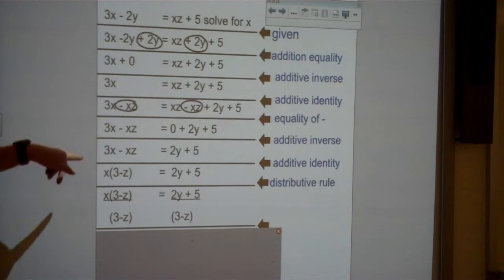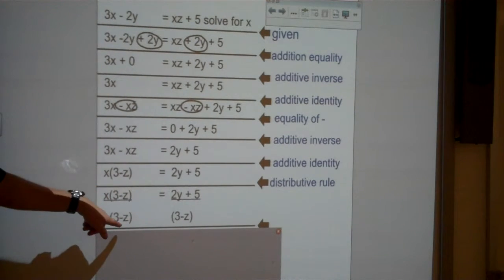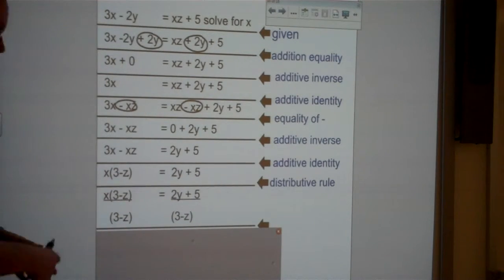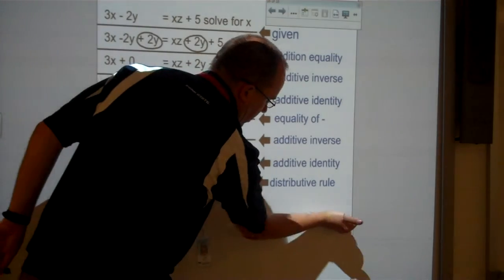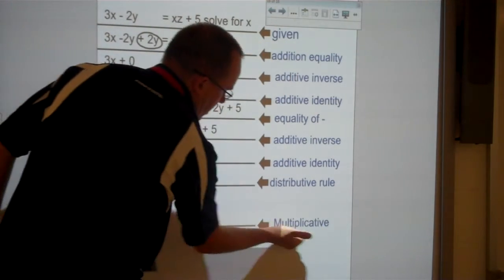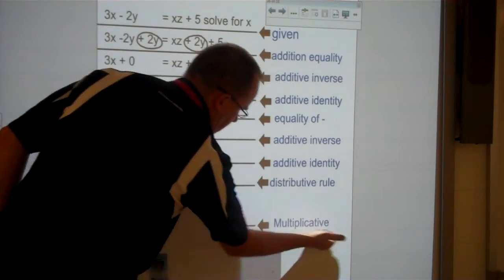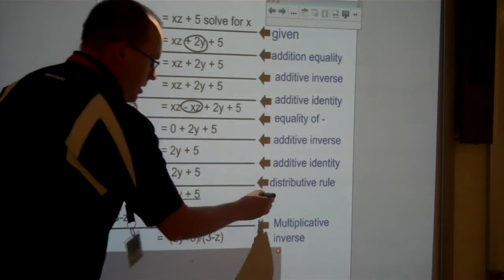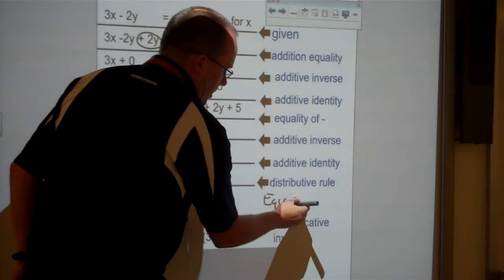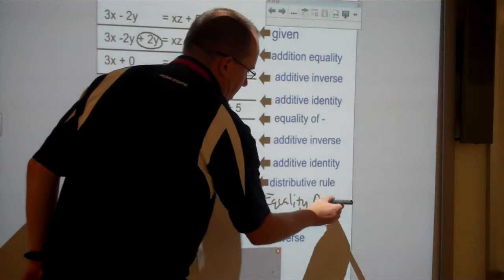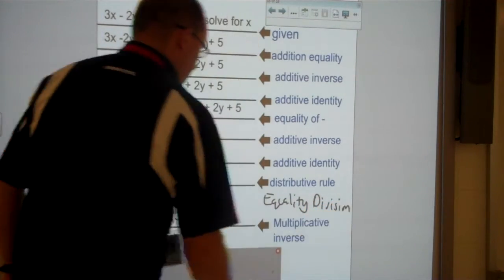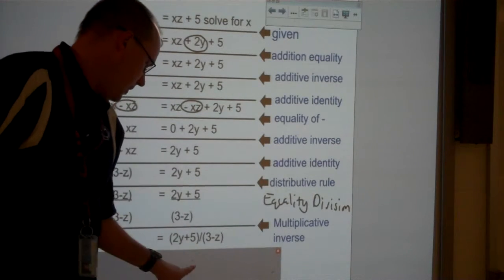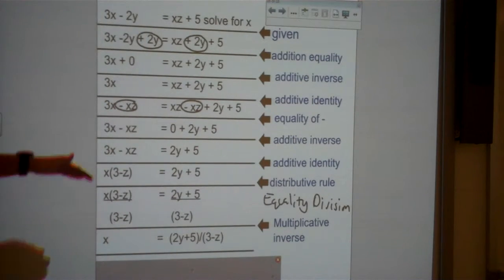And then I was trying to solve for x, so if I divide both sides by 3 minus z, these would cancel and I'd just get left with x. But I've got to do it on both sides, so that would be an example of, I'm missing a step here. That would actually be an example of equality, because I did the same on both sides. So equality of division. And then how I cancelled this out, one was times and one was divide, that's why I put multiplicative inverse. So the same sort of ideas.